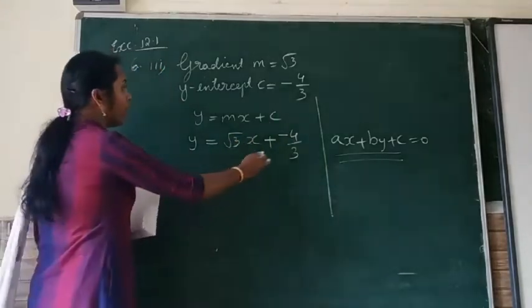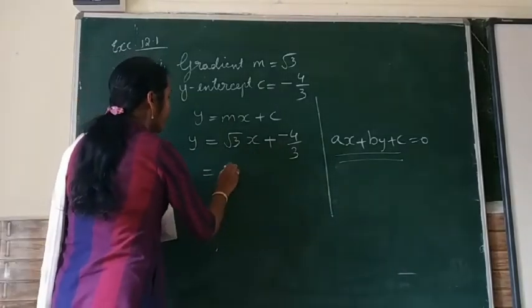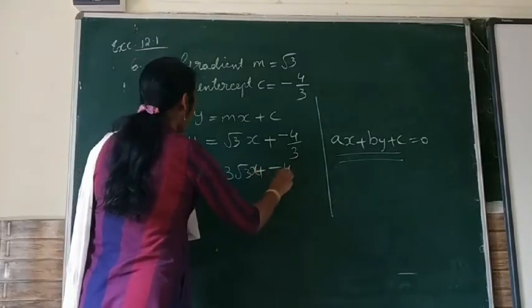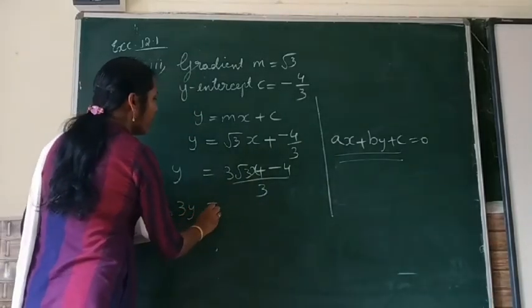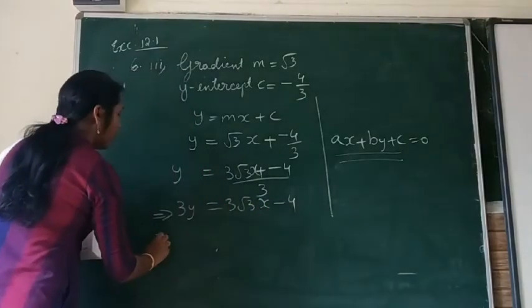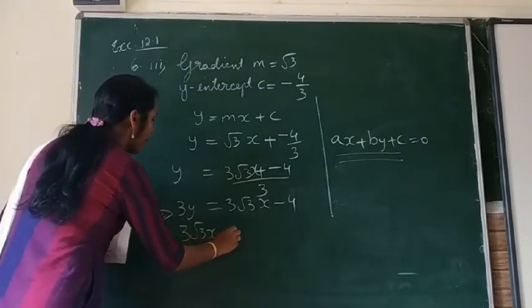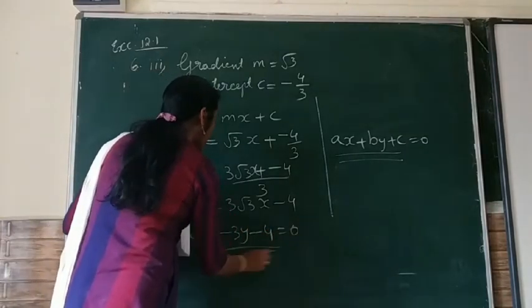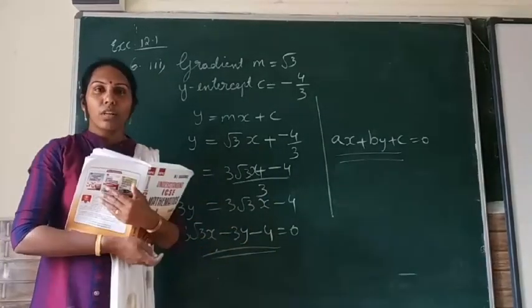So we have to make it into that form, that is y is equal to, take the LCM, 3 root 3x plus minus 4 all divided by 3, which implies 3y equal to 3 root 3x minus 4, implies 3 root 3x minus 3y minus 4 is equal to 0. This is the equation in its standard form. 3 root 3x minus 3y minus 4 is equal to 0.